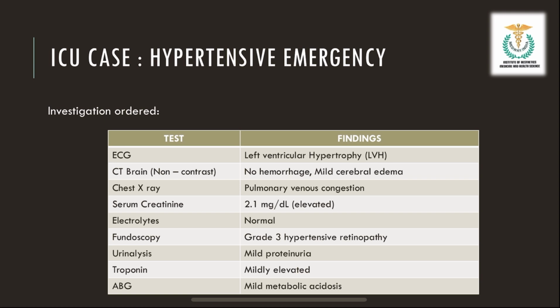Troponin is mildly elevated, could be demand ischemia. ABG, metabolic acidosis, which indicates hypoperfusion or AKI. So these are the investigation findings we saw in the patient.